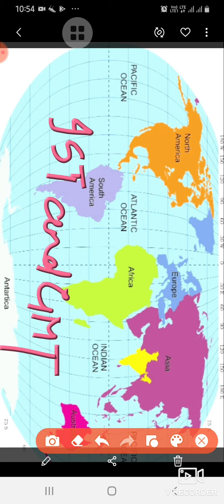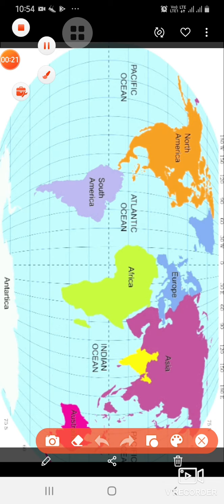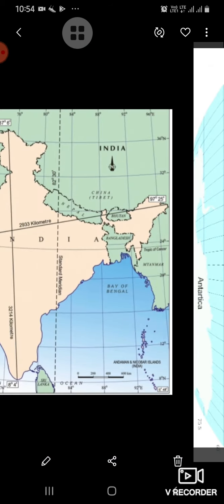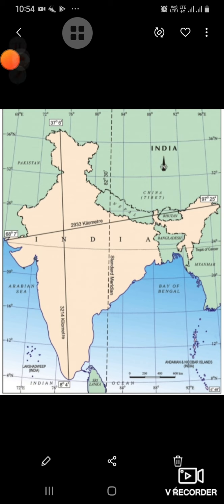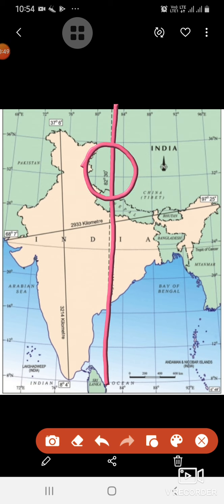Now look at the middle line, which is 0 degree, passing through the Greenwich, which is a village in London. Okay, this is well known. This is GMT. And look at 82 degree 30 minutes in India, which is passing through Mirzapur, at 82 degree 30 minutes, okay, which is called IST.